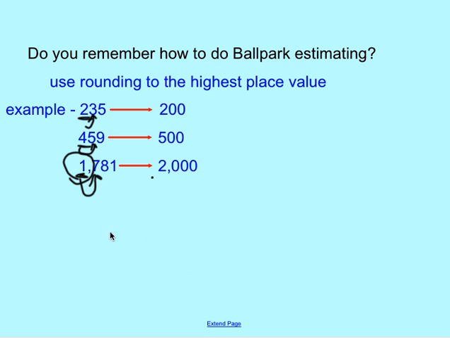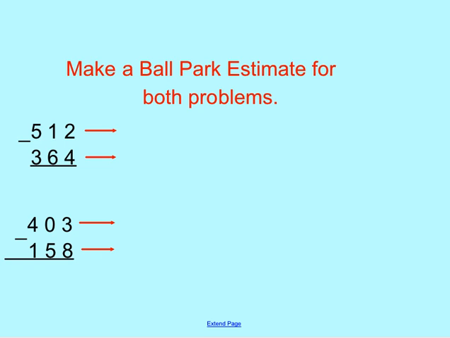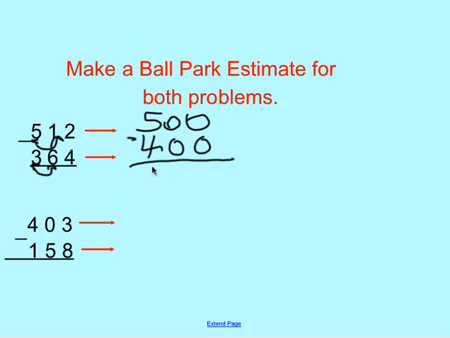So we are going to be practicing ballpark estimating with our subtracting. So first of all, let's get a ballpark estimate for these two subtraction problems. So I am going to look at 512. The highest place is the hundreds place, with that 1 that indicates for me to stay at 500. 364, look to the right, with that 6, that's an indicator to bump 3 up to 400. So when you do your subtracting, the ballpark estimate would be somewhere around 100.